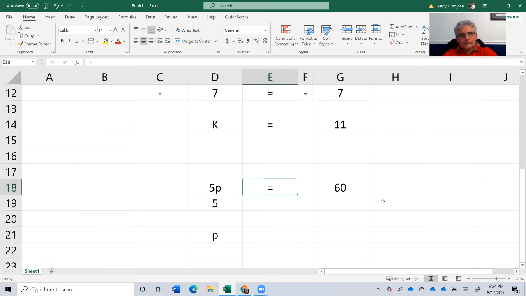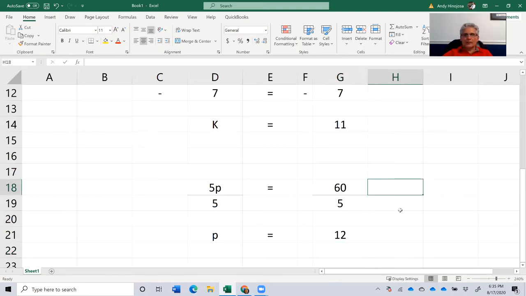We have to remember that whatever we do to one side of the equation, we have to do to the other side of the equation. We have 60 on the right side. And now we're going to take 60 and divide it by 5. Let's do that. 60 divided by 5 is 12.